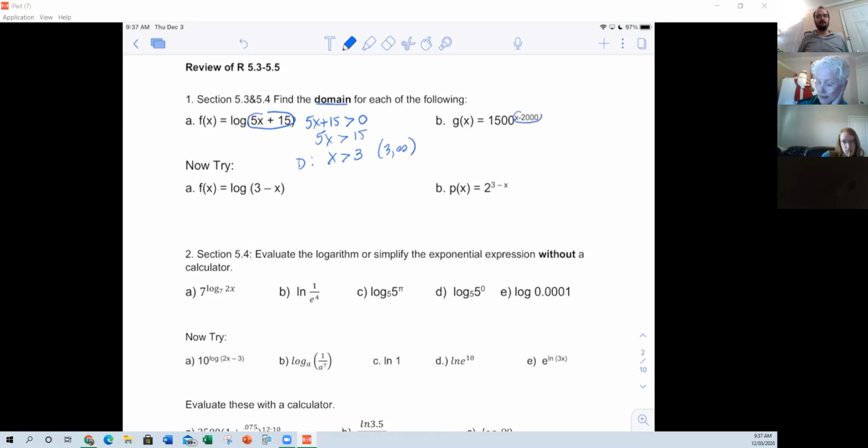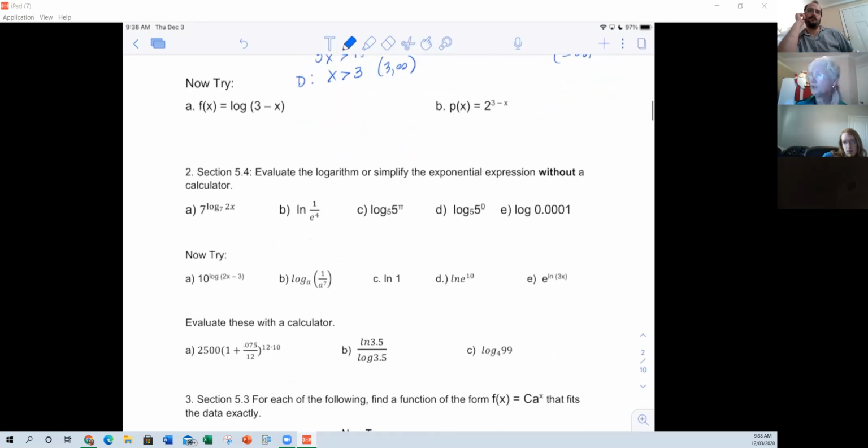Now, in the exponent, you can have anything. You can have any variable in the exponent. So the domain, if we're talking about an exponent, can be any number. So this would be all real numbers. Okay. So I want you guys to do this second part where it says, now try.